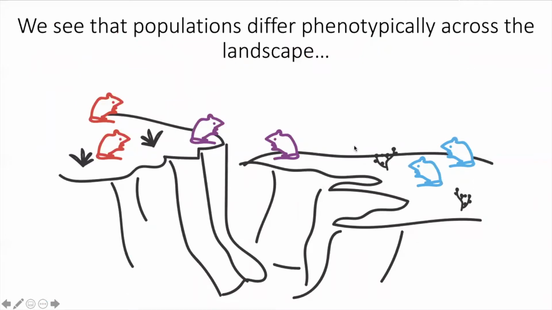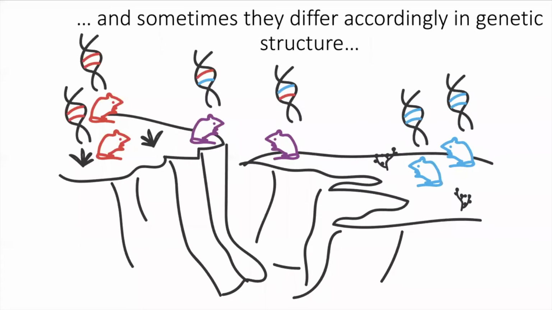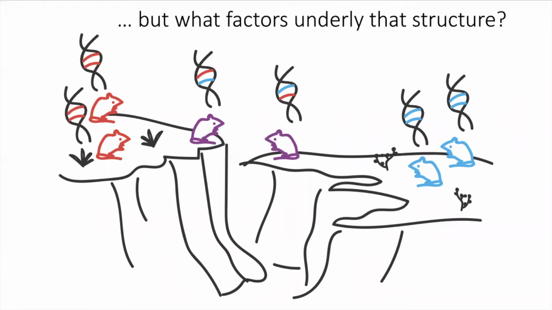Okay, when we look across the landscape, we often see that populations differ phenotypically. So here, as an example, we have these red mice and these blue mice. And then sometimes those phenotypic differences are correlated with differences in genetic structure at the population level. But what factors underlie that structure?